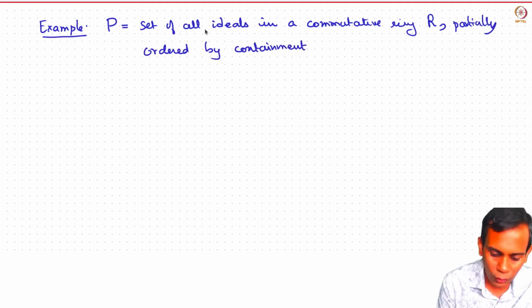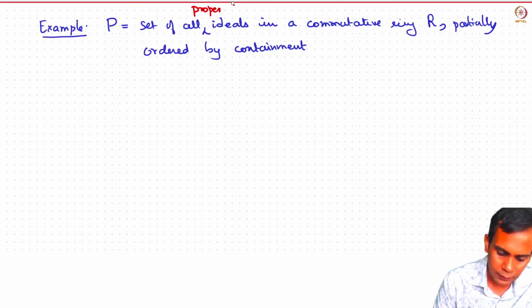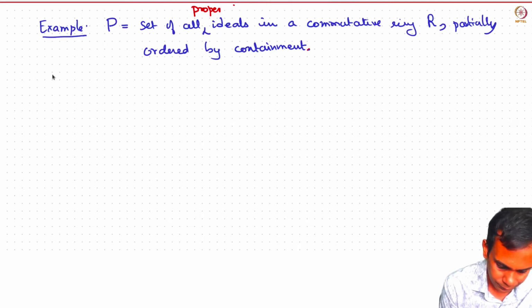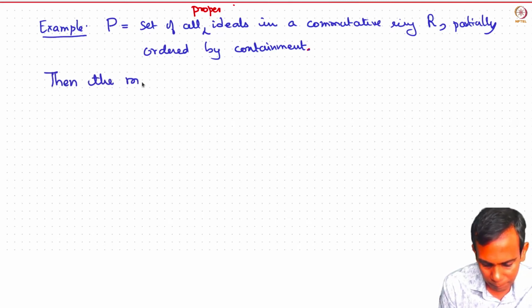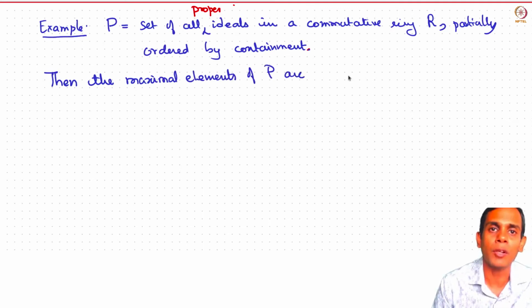Actually, I don't want all ideals, I want all proper ideals. Then the maximal elements of P are precisely what we call maximal ideals.